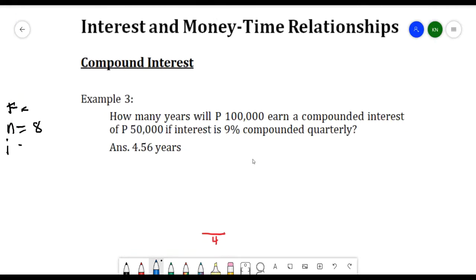Next example we have here. How many years will 100,000 earn a compounded interest of 50,000 if interest is 9% compounded quarterly? So again, we have here 100,000. We have the compounded interest of 50,000 pesos. And the interest is 9%, compounded quarterly. So how can we solve this problem? What is asked here is to find how many years 100,000 can earn 50,000 in interest.